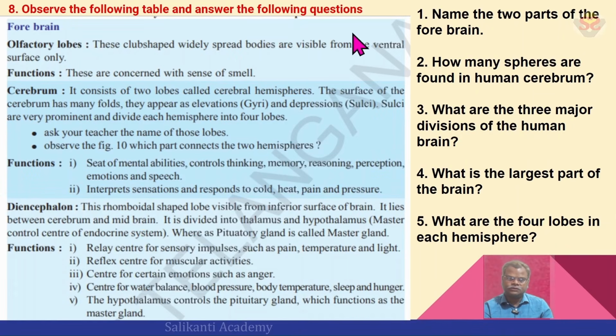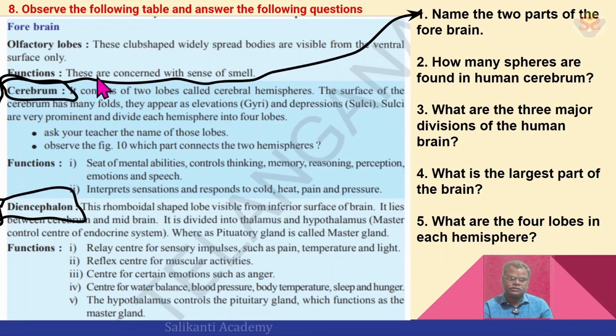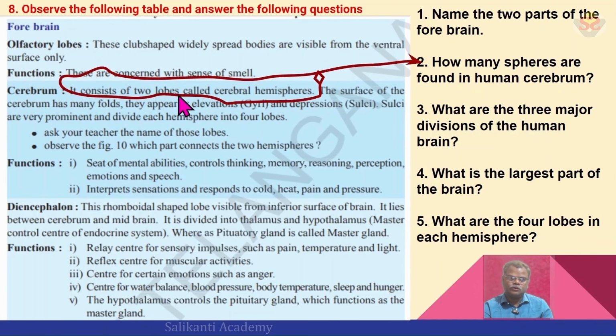This is the table present in the control and coordination fifth lesson. Name the two parts of the forebrain: cerebrum, diencephalon. How many lobes are found in the human cerebrum? Two lobes called cerebral hemispheres.